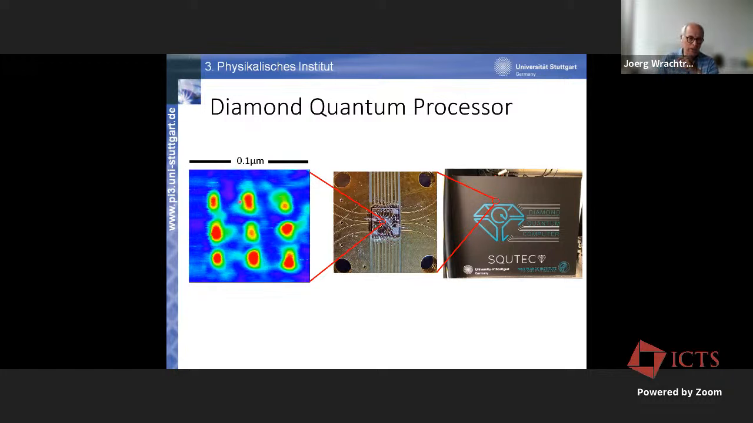And what you see here, actually, the signal is an optical signal. So we use optical super resolution techniques to actually measure the location of each of these color centers with a precision on the order of 10 nanometers.